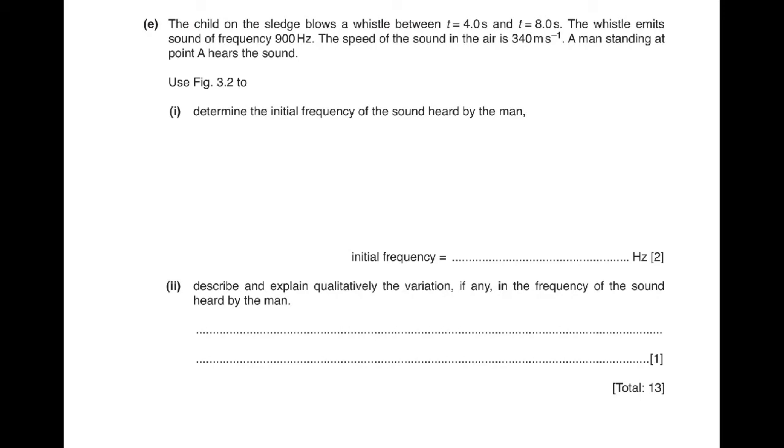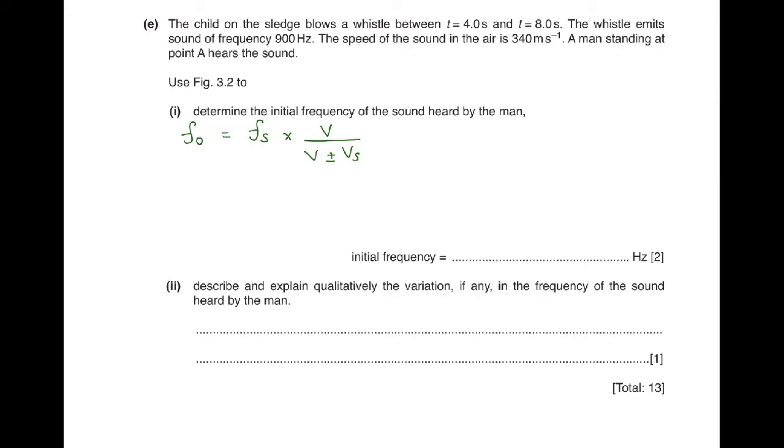Well, this clearly is about the Doppler effect. It's part of the waves topic, but it's often tagged on to the end of a question like this where objects are moving. So the equation you have on your data sheet is fO, which is the observed frequency, the frequency that the man will hear, equals fS, the frequency of the source, the frequency that's actually emitted by the whistle, multiplied by the speed of the sound divided by the speed of sound plus or minus the speed of the source, the speed that the girl's moving at.